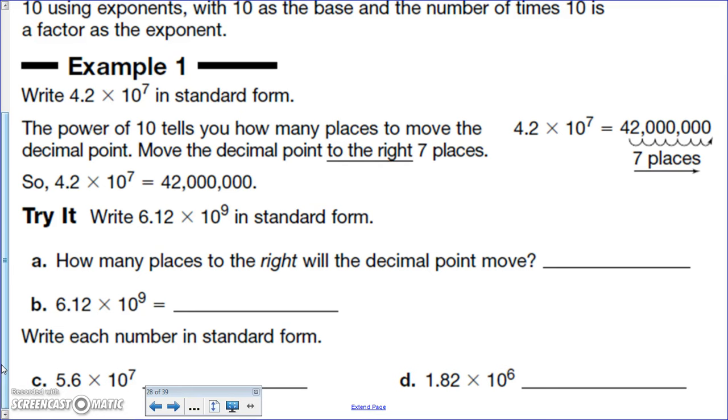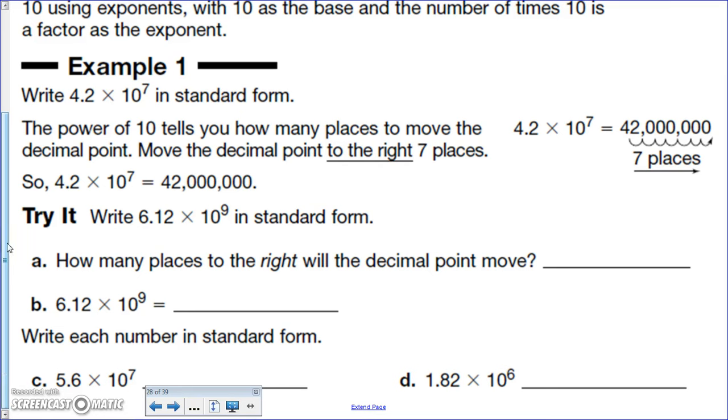There aren't any numbers there, so to fill in the spaces and to hold the place value, we add zeros. So it went past the 2, so that's 1 place, and then we had to add 6 zeros to make sure that the decimal ends up in the right spot, which is at the end of the number, so you don't need to write it down at that point. But the exponent does not tell you how many zeros to add. It tells you how many places to move the decimal. So 4 and 2/10 times 10 to the 7th becomes 42 million.